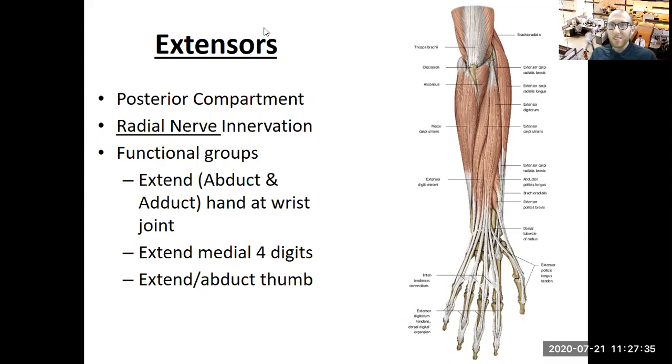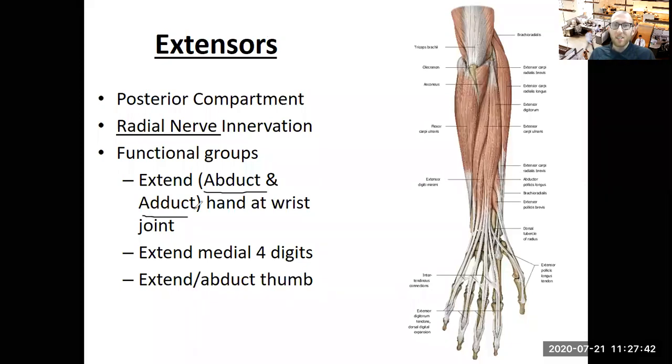Extensors are posterior. So everything on the back side is going to do some extension as well as abduction and adduction of the hand and the wrist. We extend all 4 medial digits. A little less action going on with the extension. I mean, you can extend, let's say, the MCP and the DIP, but then you can flex the MCP and make like a plank with your fingers. You can do kind of a claw thing here, or you can extend all 3 of them together. So we'll look at the muscles that do that.